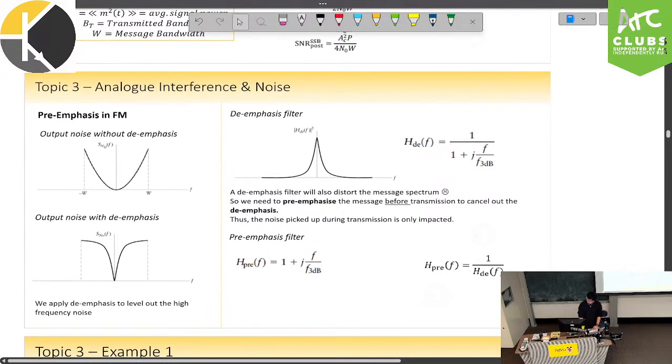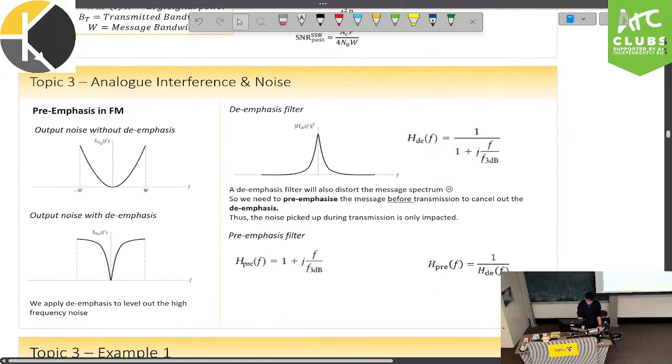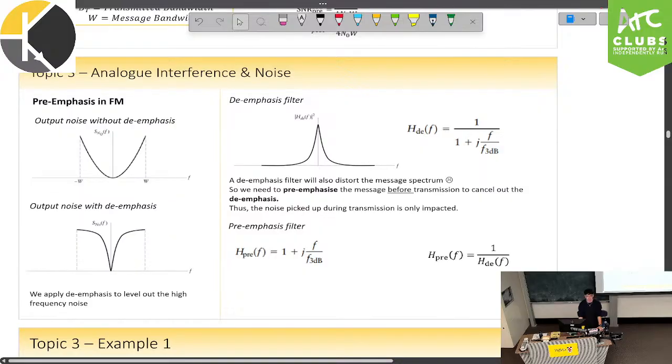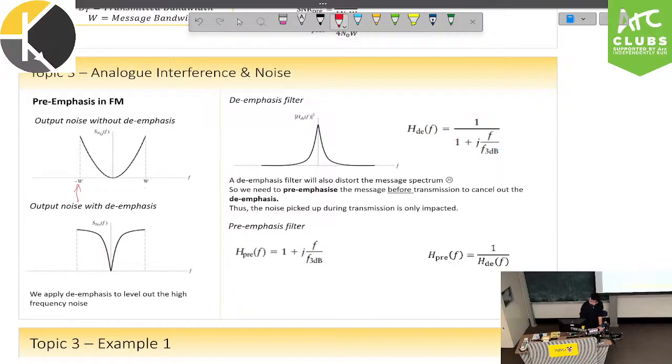Cool. All right, we'll move on to pre-emphasis. When we transmit FM signals, what we often find is that we get amplification of noise at higher frequencies, which isn't really what we want. We want a more consistent noise at our output. So what we do is we apply a de-emphasis filter, which we can see here. De-emphasis is amplifying the lower frequencies and attenuating the higher frequencies, which will give us a somewhat flatter output.